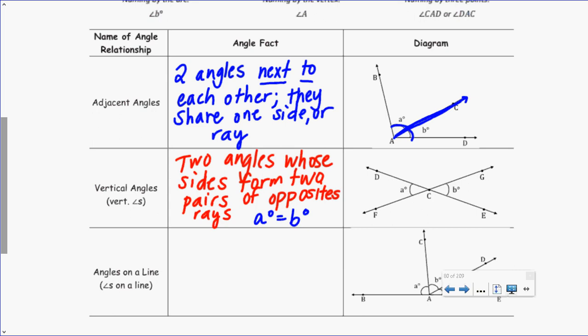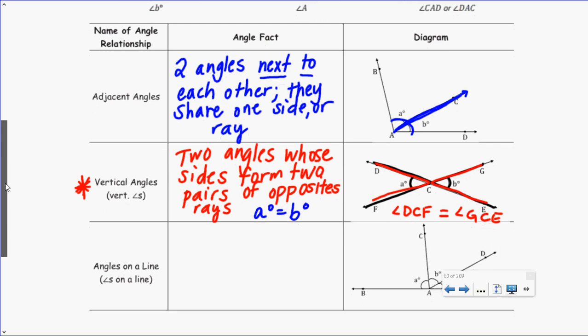Now that we've written it, let's look at the diagram. These two rays, or two lines, form opposite angles, A and B, and those are called vertical angles. If we name it by the angle names, angle DCF is equal to angle GCE. So that's vertical angles. We're going to use that one a lot. Put a star by that because it might be a new term for you, but it's one we're going to use a lot.